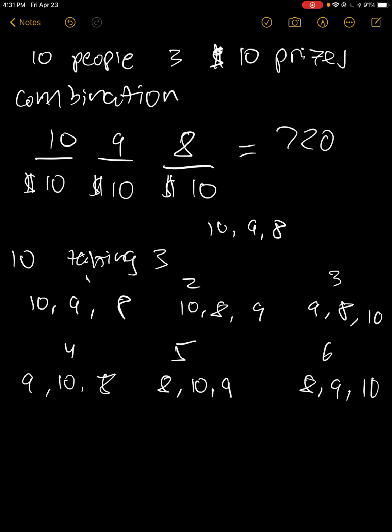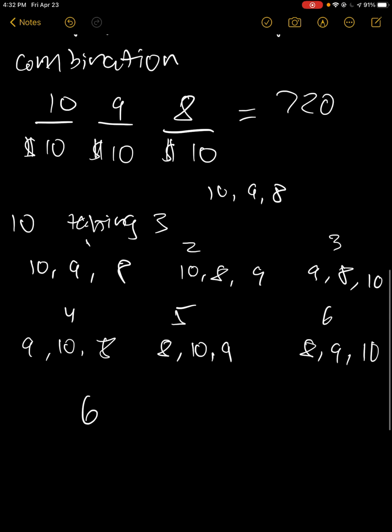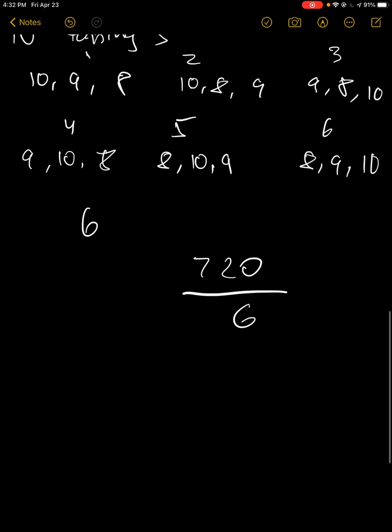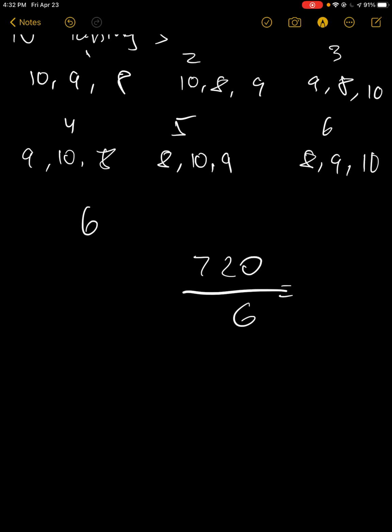So we counted all those orders in the 720. These are 6 possibilities of the 720 that we could have gotten. So what we need to do now is take away those. So we have those 6 possibilities, right? We want to do 720 divided by those 6 possibilities, right? And that's going to give us 120 combinations for 3 people if they all had the same prize of $10.